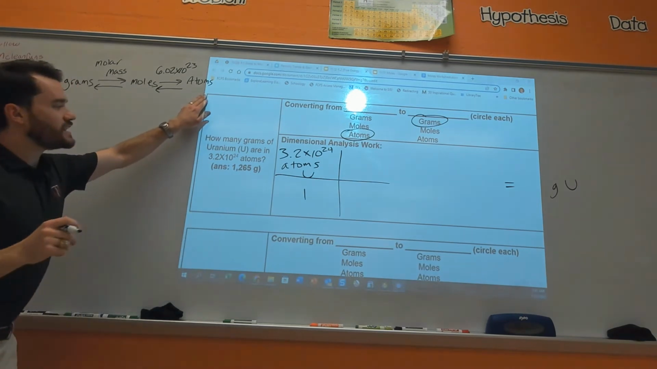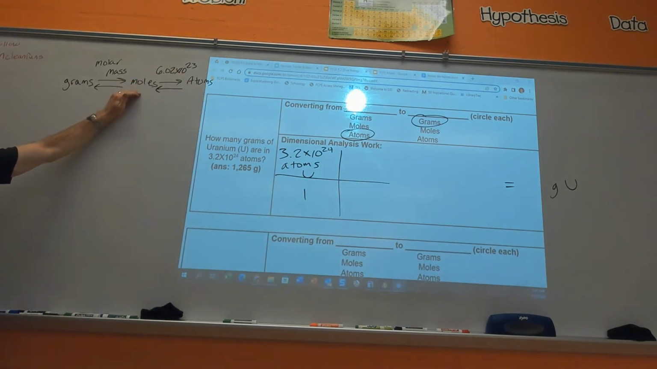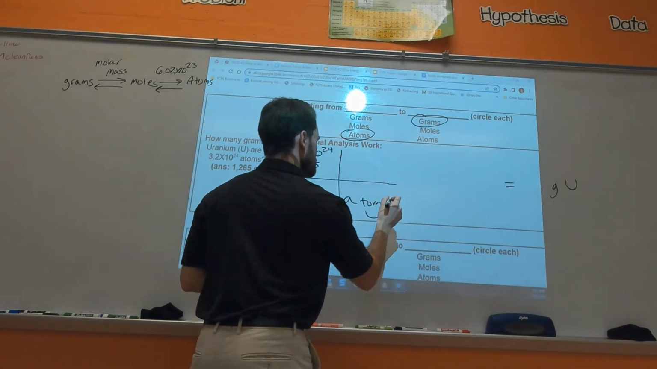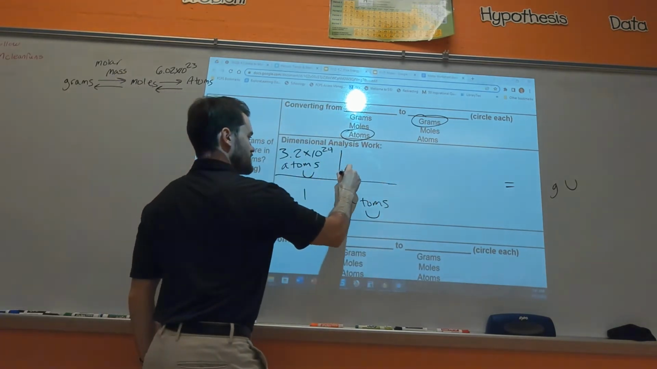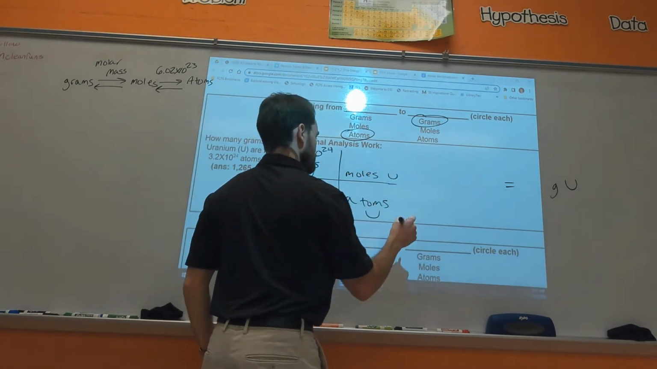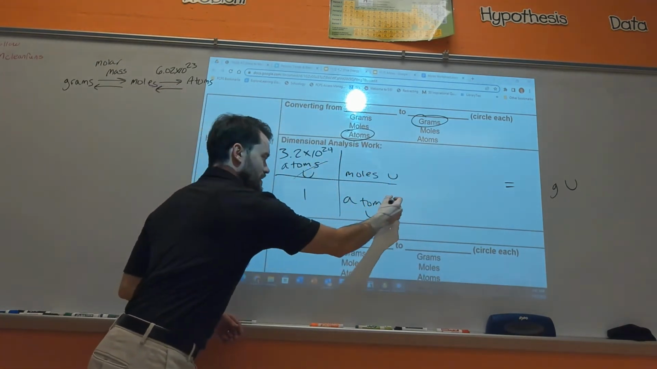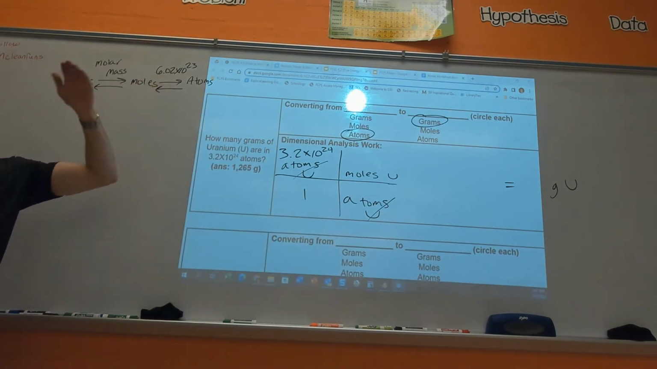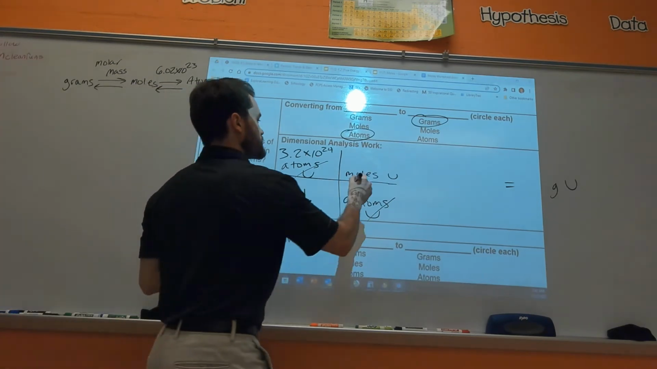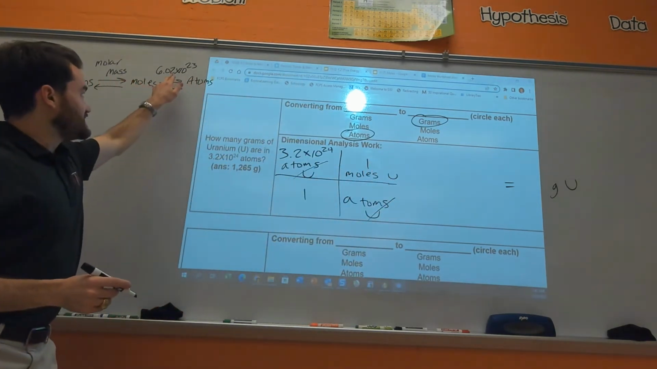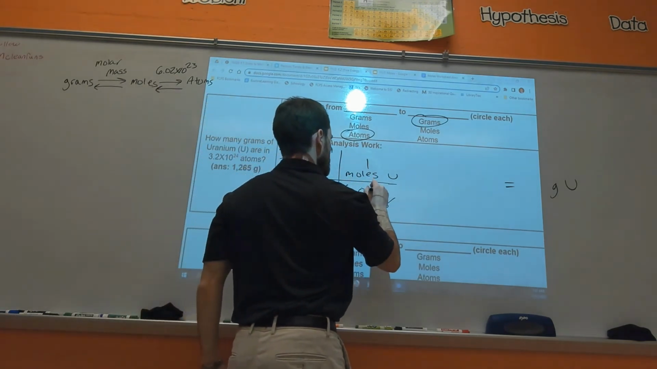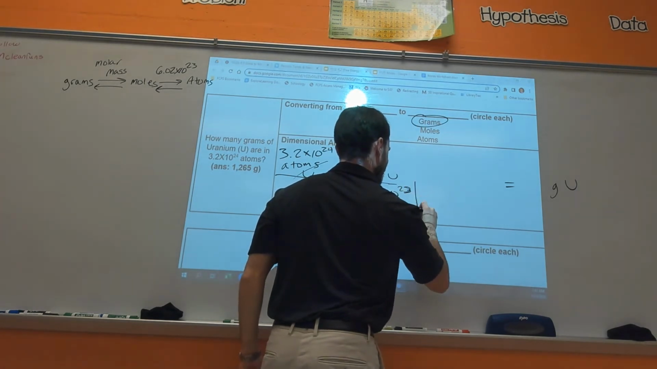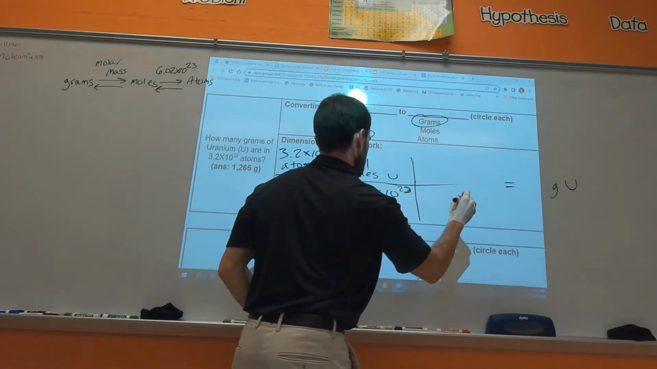So we need to use Avogadro's number to get to moles. Atoms of uranium goes down here, and on top is going to be moles of uranium. Atoms of uranium can cancel because they're on opposite sides. Now the question is, does Avogadro's number go on top or bottom of the fraction? This is where you have to understand what a mole is. A mole is this number, 6.02 times 10 to the 23rd. That's why that's going to go on the bottom.